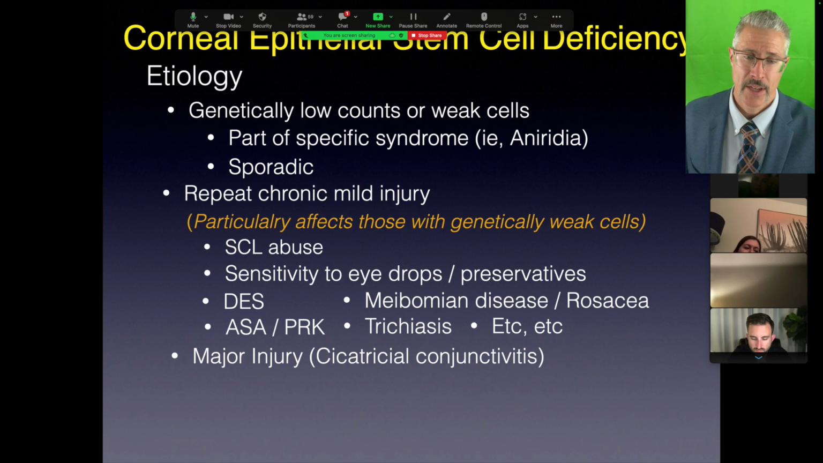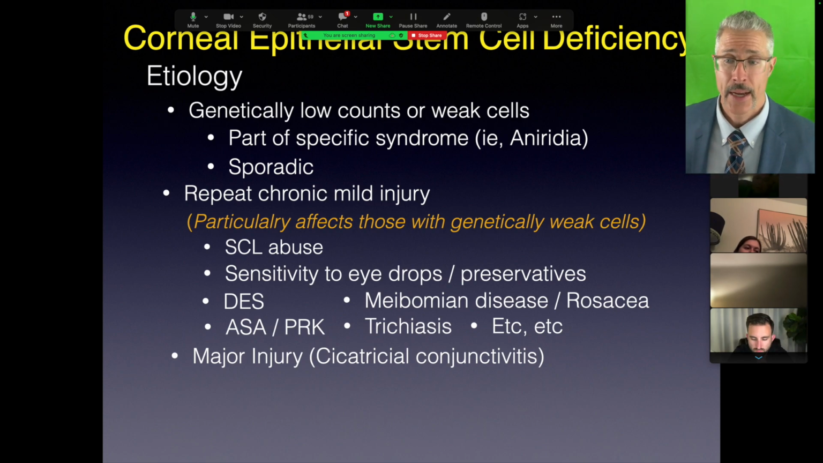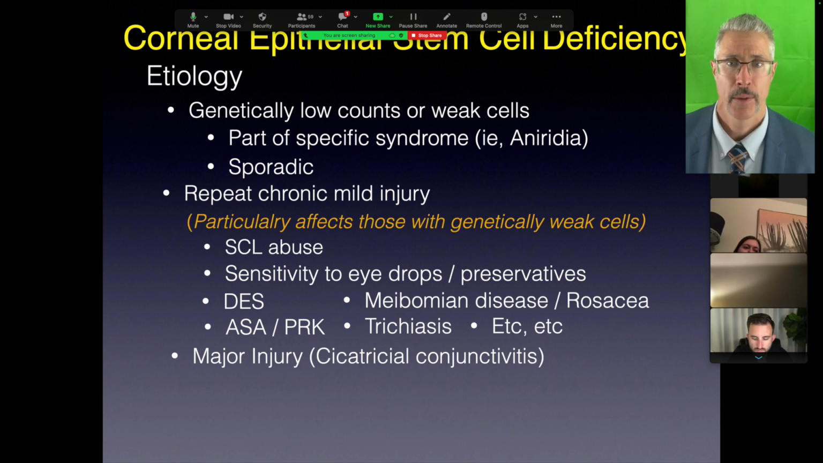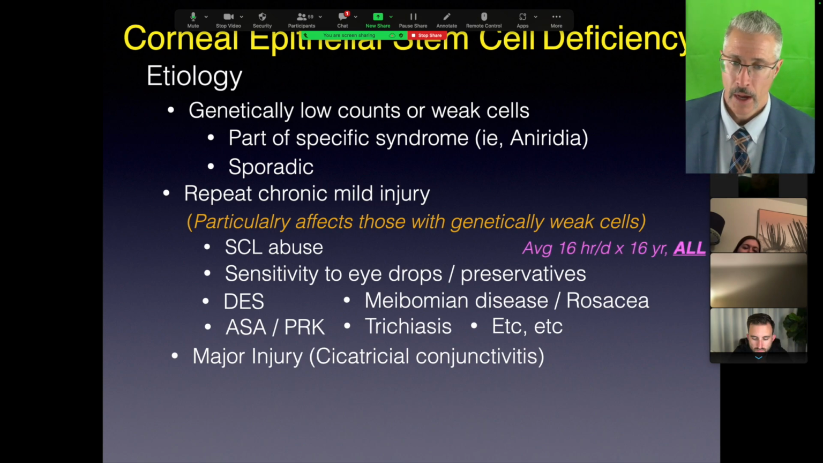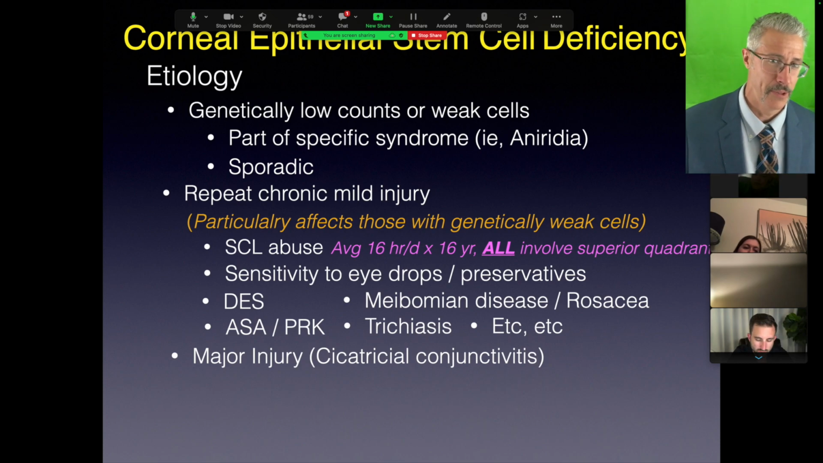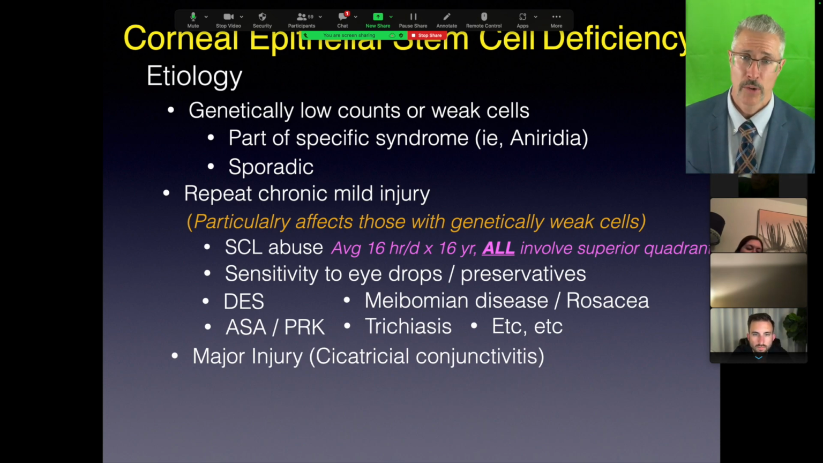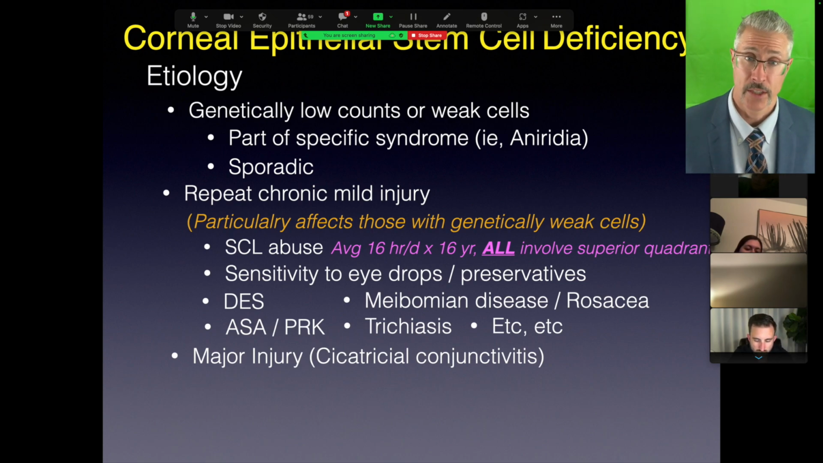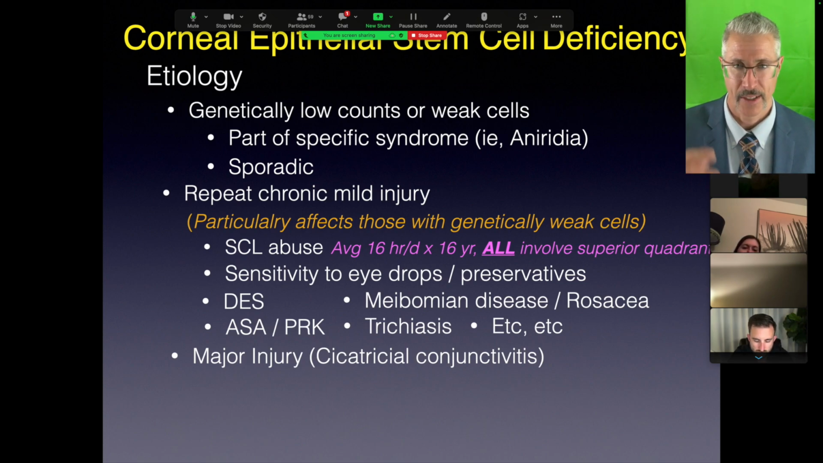But, eye drop sensitivities, rosacea, trichiasis, it can onset after a surface treatment like ASA, chronic dry eyes. Any of these can really push someone over the edge. So you really want to minimize any chronic insults to people that have this condition. Don't swim underwater with your eyes open in chlorinated water, etc. And one of the studies that was interesting, it says, the 16 by 16 rule, it says the average patient who showed stem cell deficiency associated with soft contacts was wearing them for 16 years for 16 hours a day. I don't know, kind of helps me remember it because I thought about it, now it's stuck in my head.